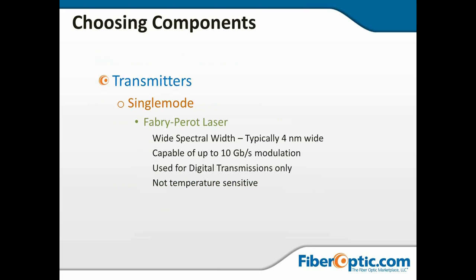Now, for single mode, we've got a couple of different laser options. We're going to talk about the Fabry-Perot laser. It has a fairly wide spectral width, about 4 nanometers wide. It's capable of up to 10 gig of modulation or bandwidth. It can only be used for digital transmission. It will not handle analog.